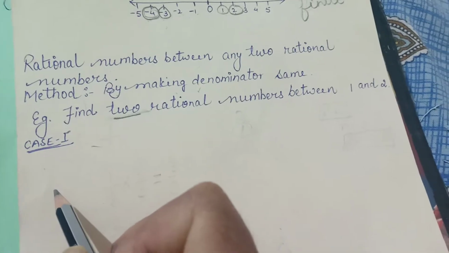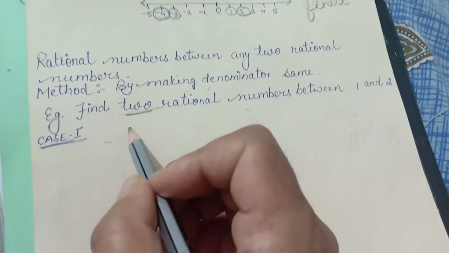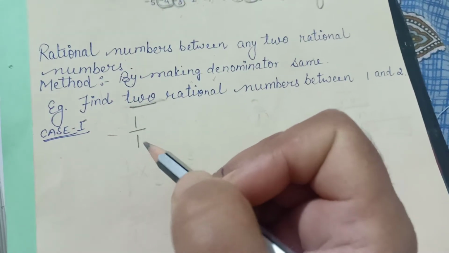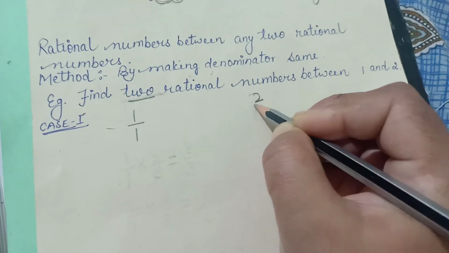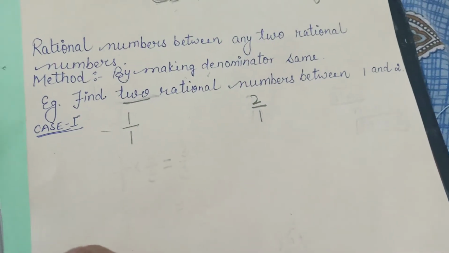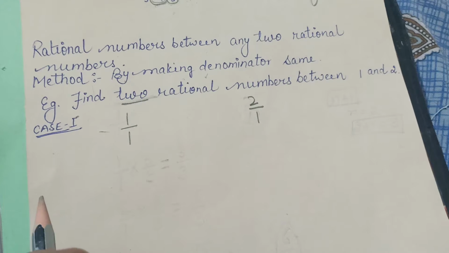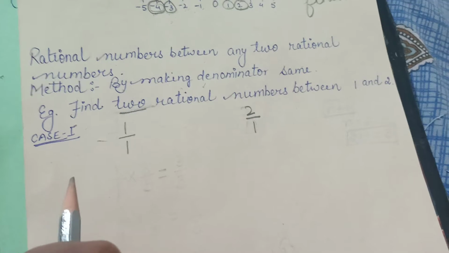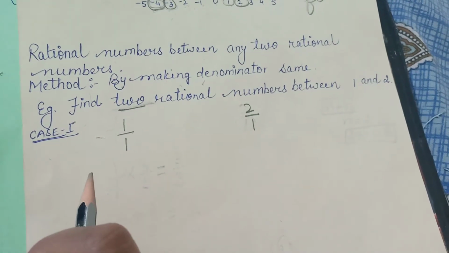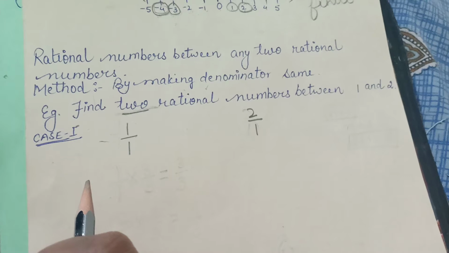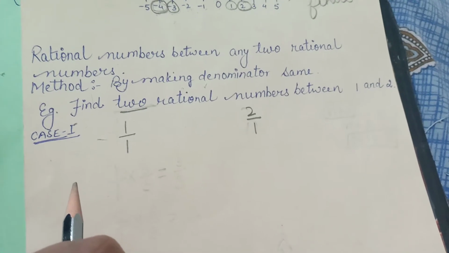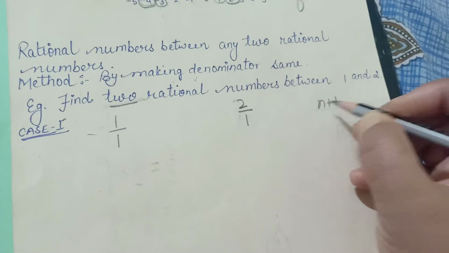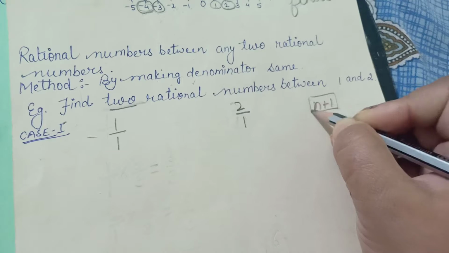First of all, we have to write rational number 1 as 1 upon 1, because when there is no denominator, we are writing denominator as 1. Similarly, rational number 2 as 2 upon 1. So there are always two steps to find out the rational numbers. So in first step we have to make their denominator same. In second step we have to multiply a number where we will use n plus 1 rule. So n plus 1 rule, where n is considered as a number.